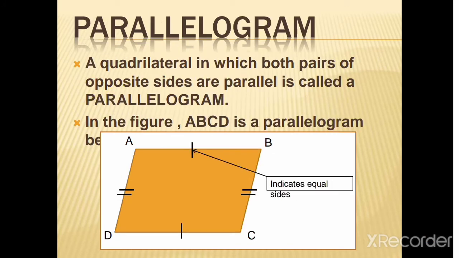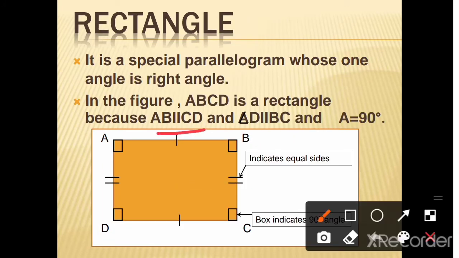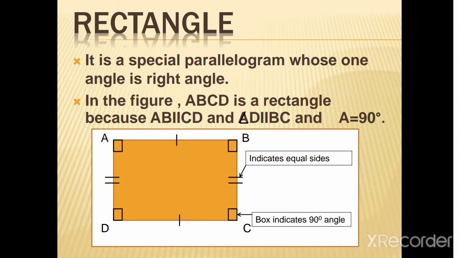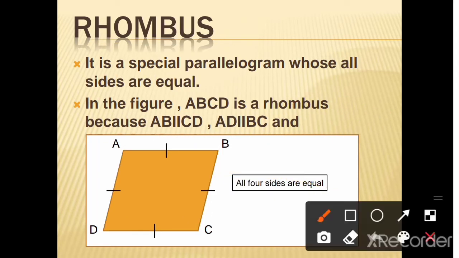It means ABCD is a rectangle. AB is parallel to CD and AD is parallel to BC, and angle A is equal to 90 degrees. Not only one angle is 90 degrees, but the other angles are also 90 degrees. Angle B, angle C, and angle D are also 90 degrees in the case of a rectangle. So next is the rhombus.